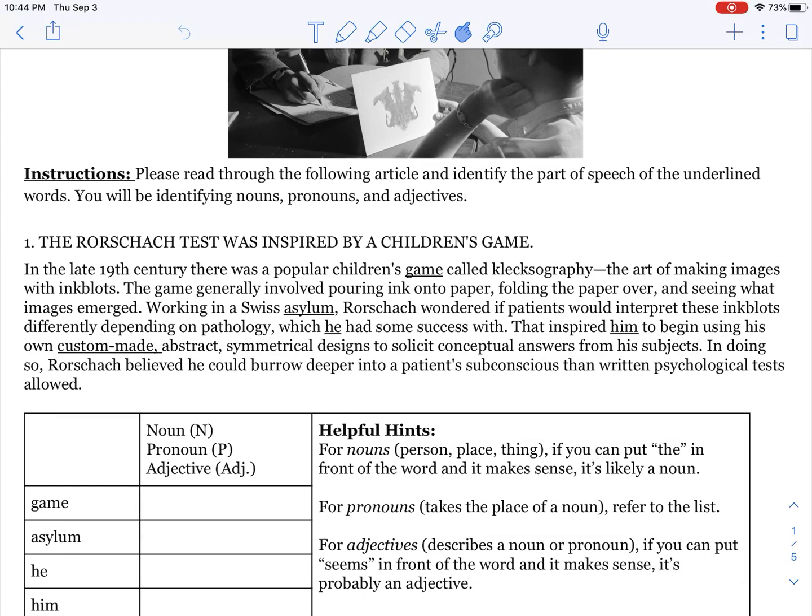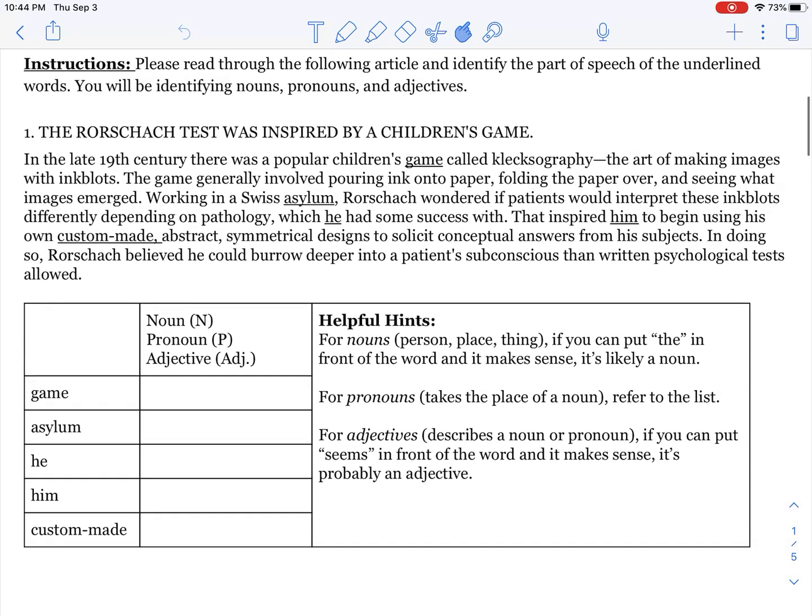It says instructions. Please read through the following article and identify the part of speech of the underlined words. You'll be identifying nouns, pronouns, and adjectives. So I'm going to do the first 3 with you and show you a few things along the way. And then you're going to do the remaining 6.